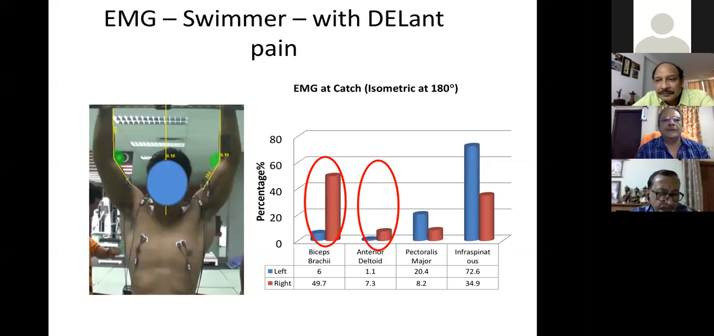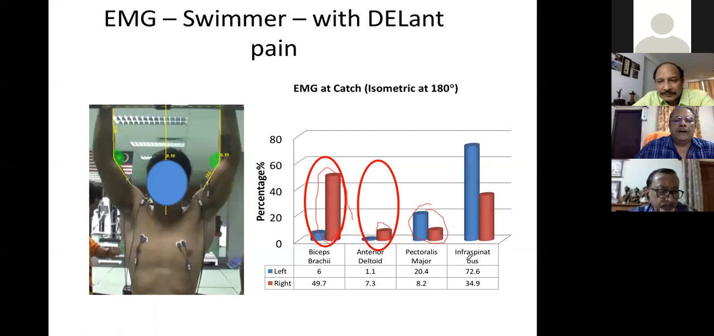You can see in this EMG, for this swimmer, Delen means deltoid anterior pain. This position we call isometric testing at 180 degrees. Here, if you look at this graph, the right biceps brachii was activating, and the anterior deltoid was slightly overactivated in this position. Actually, it should not activate. Whereas the pectoralis major is just beginning to activate, and the infraspinatus, behind, is activating to a greater extent.